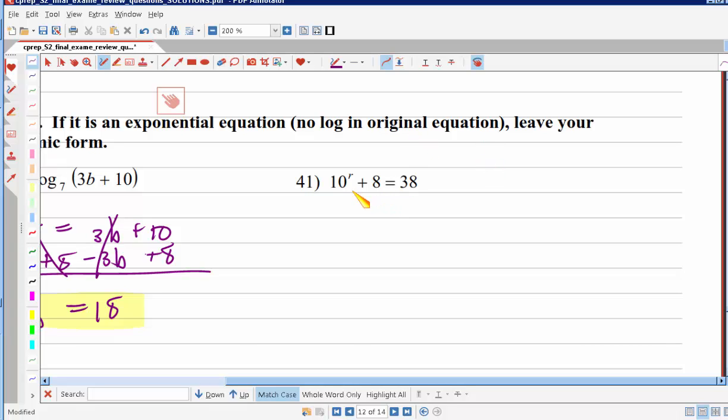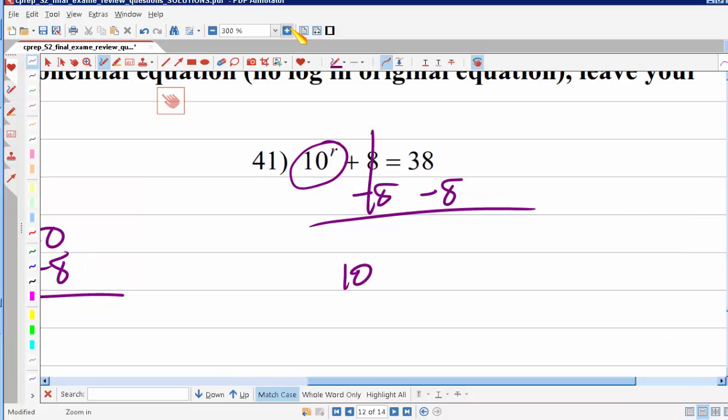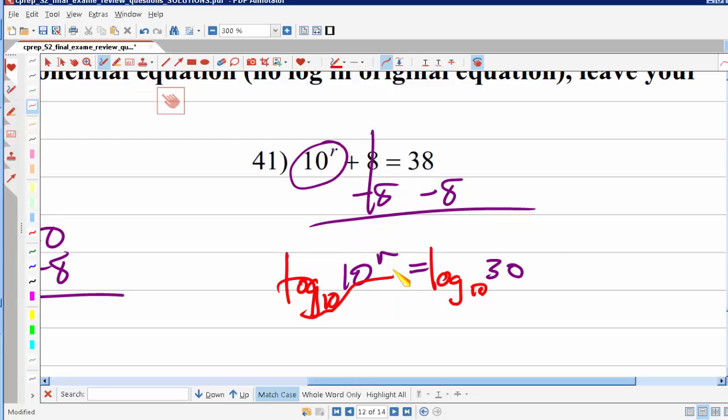Okay, this is the exponential kind that you solve by taking logs. So the first thing you want to do is isolate the expression with the exponent. So I'm going to subtract 8 from both sides. I'm going to get 10 to the r equals 30. Okay, then I do log base 10 of both sides of the equation. Causes that to drop out, and I get r equals log 30 base 10.